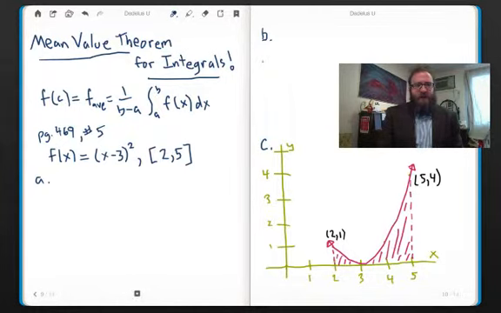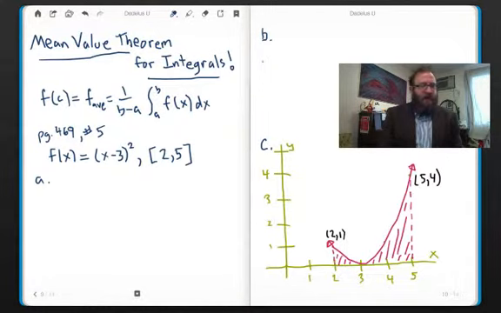f of c, so the function evaluated at some value c, is equal to the average that we've just discussed, which is equal to 1 over b minus a times the integral from a to b of f of x dx. The problem we're concerned with is f of x equals (x minus 3) squared over the interval from 2 to 5. I have that simple parabola graphed here on the right hand side of the big board. Notice it's just a parabola shifted over to the right 3 units, and we are only concerned with the region from 2 to 5. I've shaded in the area under the region, and you'll see why when we get to part C of this question.